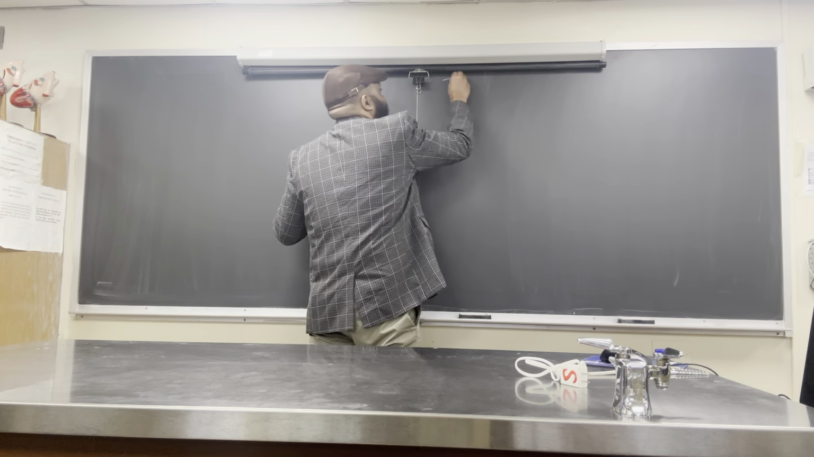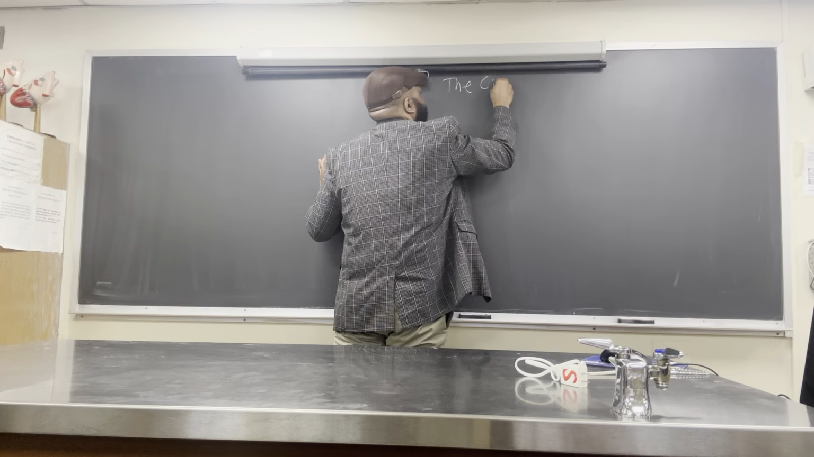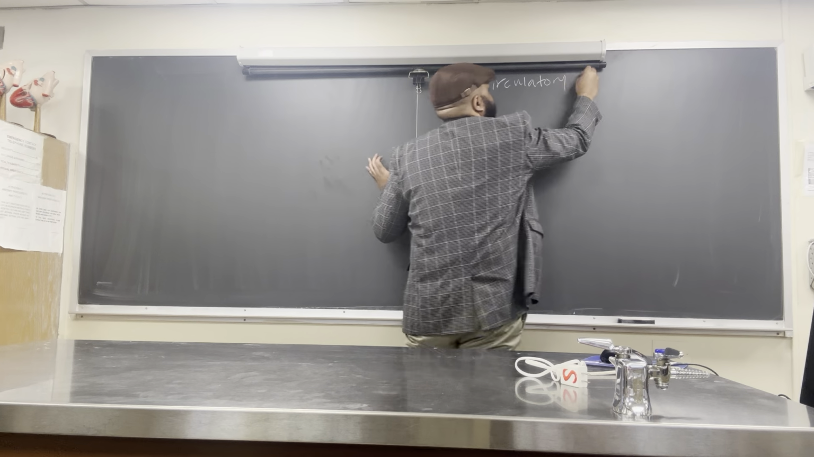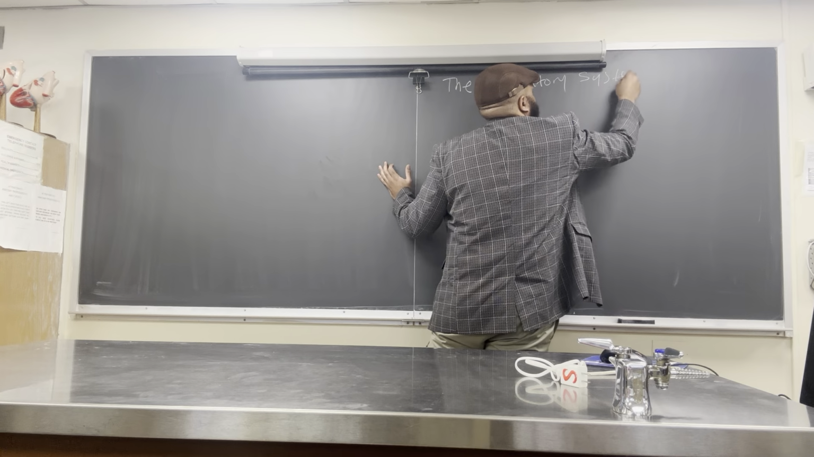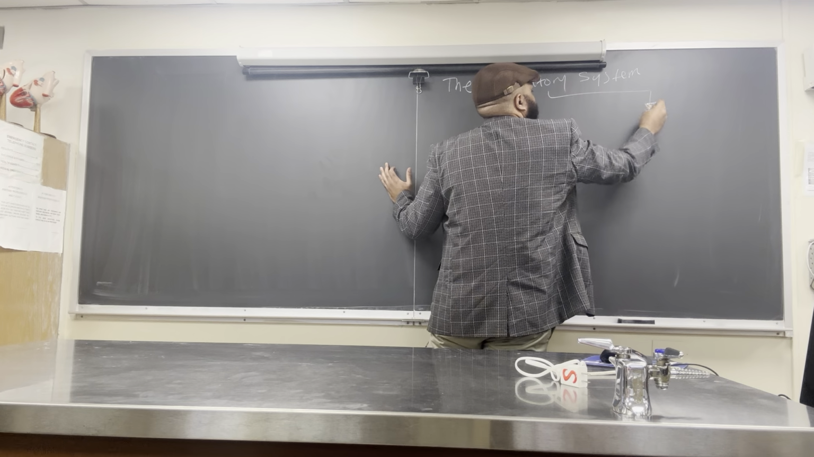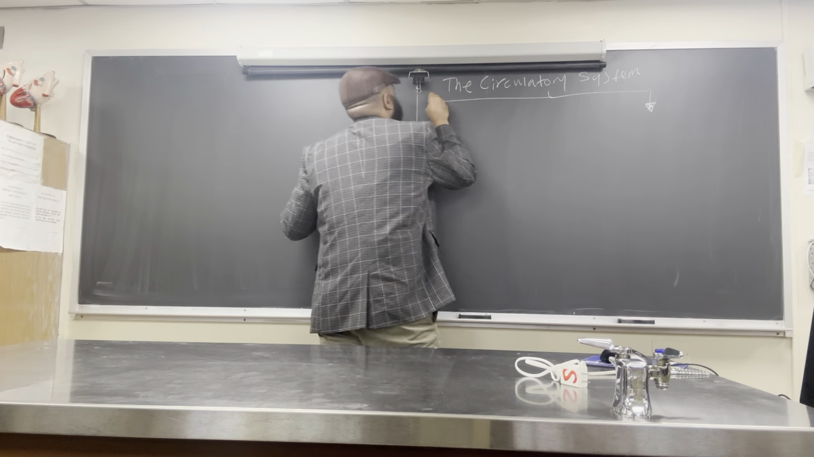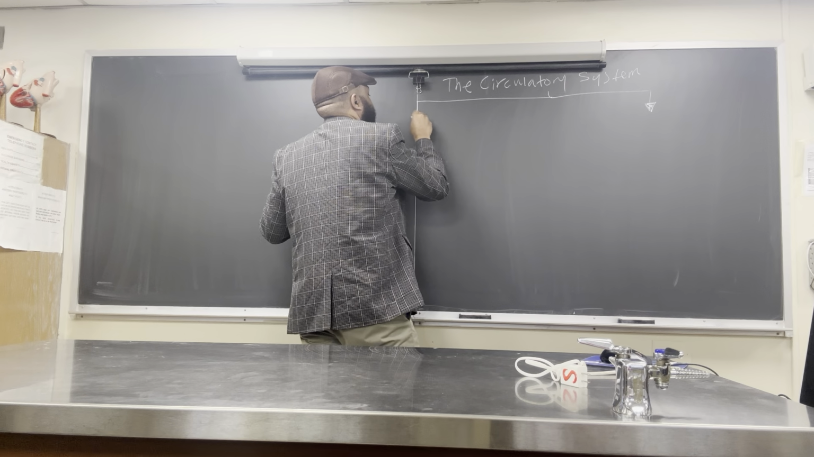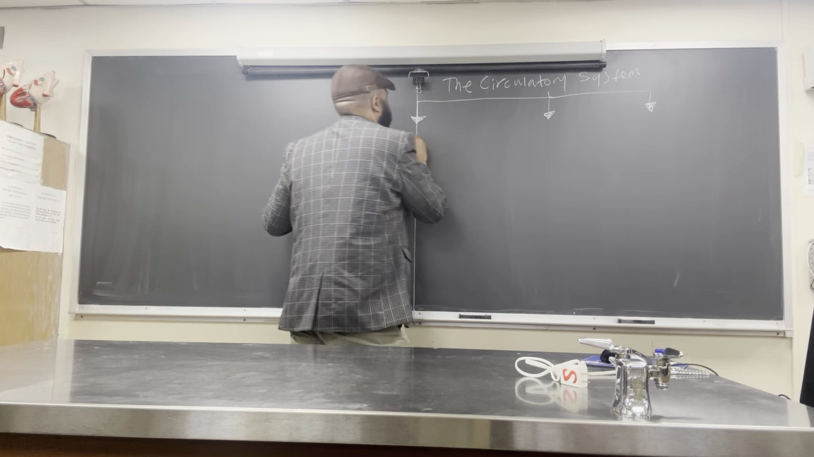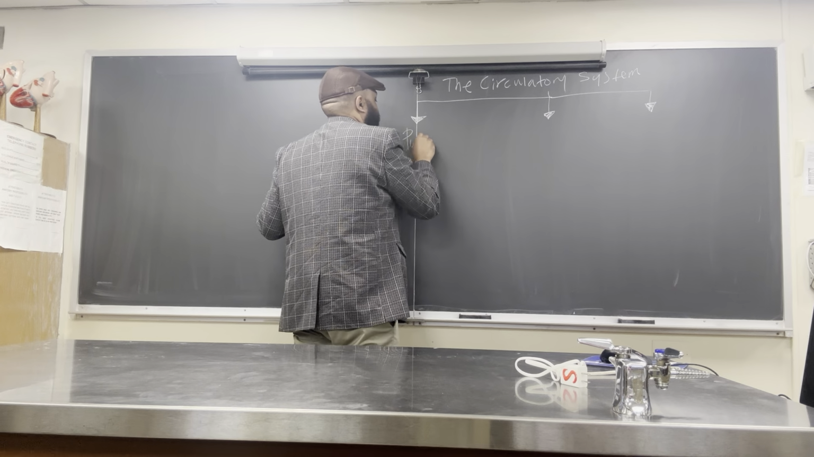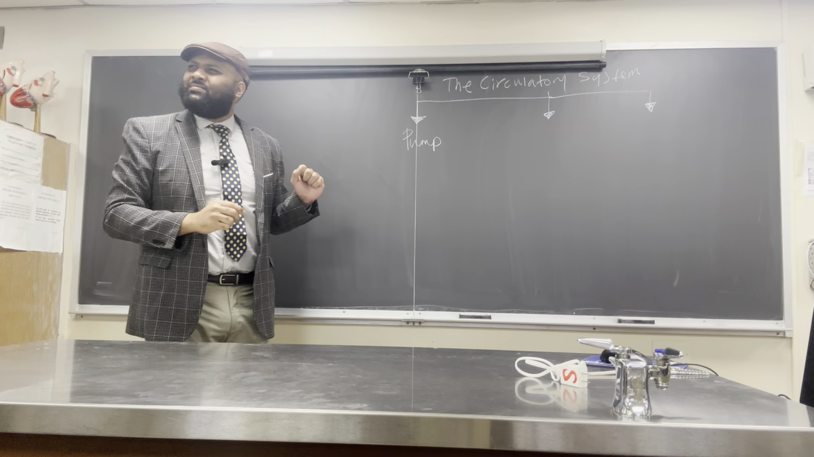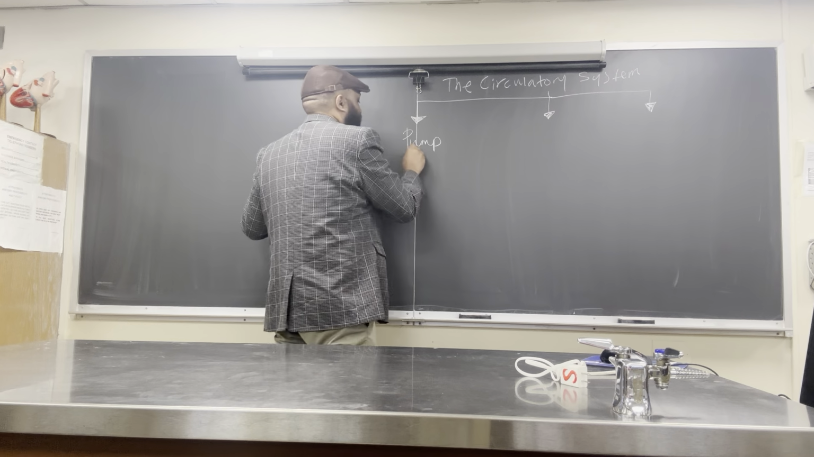So we mentioned that the circulatory system is the combination of the effects and activities of three parts. Number one, the pump. Who's the pump in our circulatory system? The heart. So the heart is our pump.